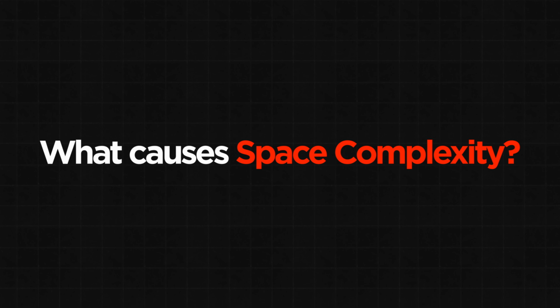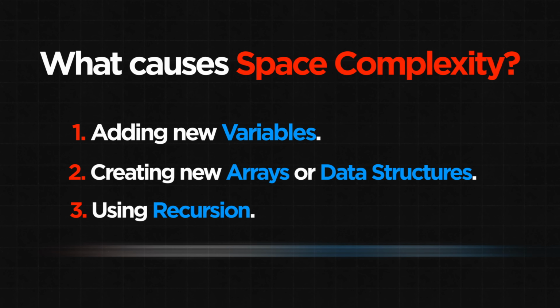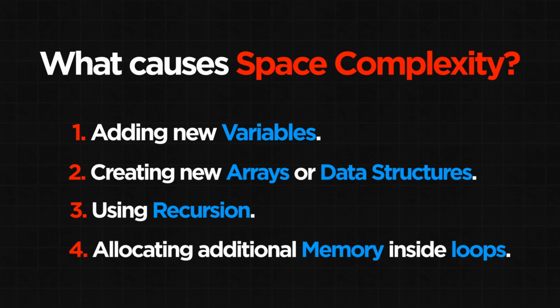What causes space complexity? Space complexity increases when we add new variables, create new arrays or data structures, use recursion, which adds stack frames, allocate additional memory inside loops. And just like time complexity, we measure space complexity using big O. Same notation, different resource. Time measures operations. Space measures memory allocation. Now, let's actually look at some code. Let's go through real examples and calculate space complexity step by step. Before we continue, there's one very important rule about space complexity.